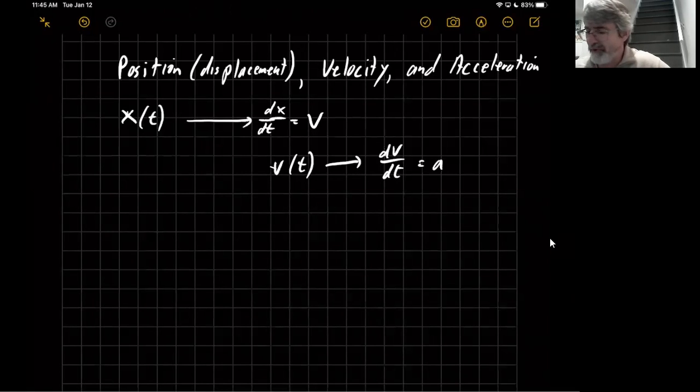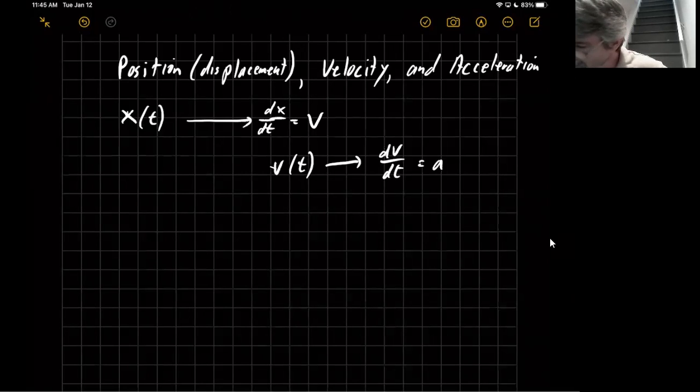So if your position was in meters and your time was in seconds, velocity would be in meters per second. And then your acceleration is in meters per second per second, also known as meters per second squared. So the process of taking derivatives can take us from position to velocity to acceleration.